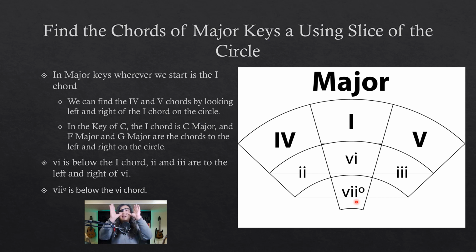So by laying this slice and centering it over the top of whatever key that we're in, so make sure that the 1 is centered over the top of whatever key that we're in, we can then very quickly visually see the 1-4-5 major chords. We can see the 6-2-3 minor chords, and we can see the 7 diminished chord by laying this slice on top of the circle of fifths.